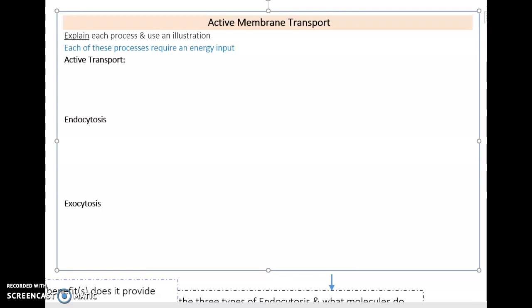Now, this is again moving molecules across a plasma membrane, but it's different from diffusion or even facilitated diffusion because, yes, it requires some sort of protein to move things across. It also requires energy, and the reason it requires energy is because we're moving against the concentration gradient. We're trying to get water to run uphill.